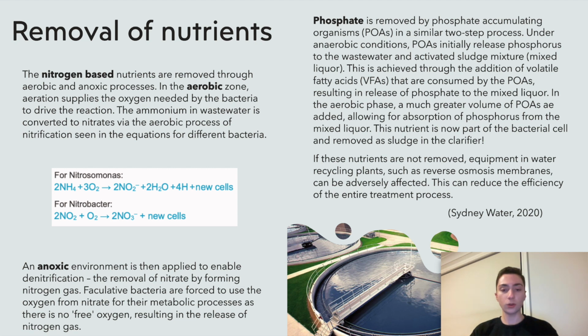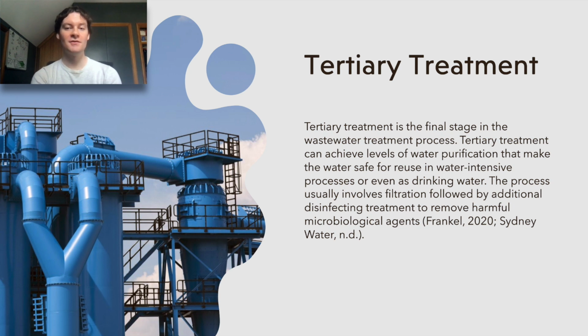If these nutrients are not removed, equipment in water recycling plants, such as reverse osmosis membranes, can be adversely affected. This can reduce the efficiency of the entire treatment process. Tertiary treatment is the final stage in the wastewater treatment process. Tertiary treatment can achieve levels of water purification that can make the water safe for reuse in water-intensive processes or even as drinking water. The process usually involves filtration followed by additional disinfecting treatment to remove harmful microbacterial agents.